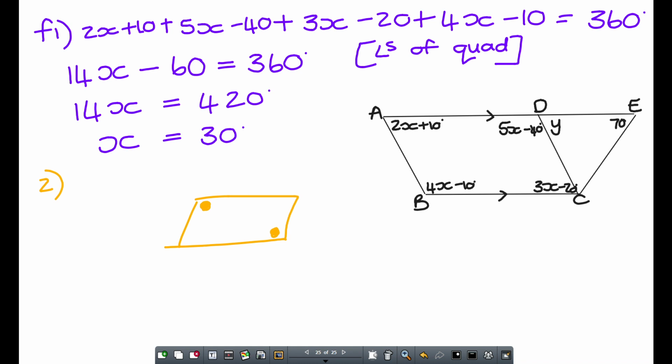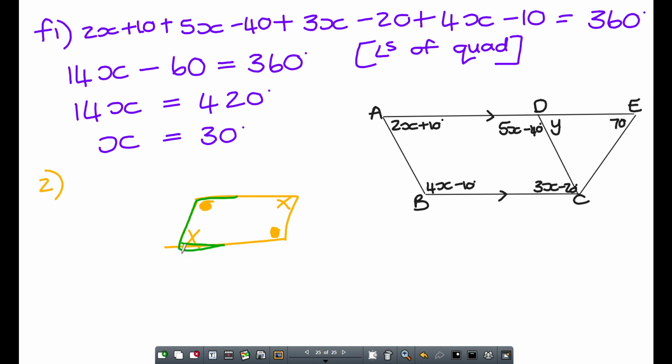Yes, 2 pairs of equal sides, opposite sides. But I specifically want to talk about the angles now, because we know what x is, I can substitute that in and I'll know how big the angles are. So that's why I'm only looking at the angles of a parallelogram. We know that these two will be the same, and we also know that these two will be the same. What else do we know?